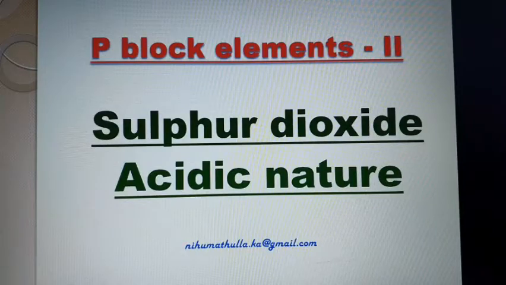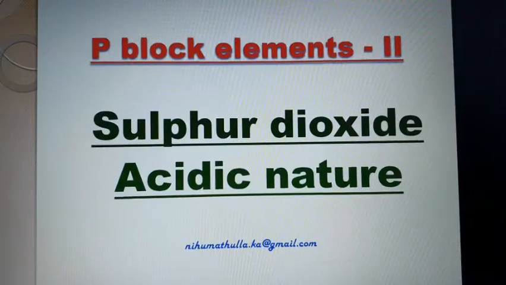So, in this video, we are going to discuss the acidic nature of sulfur dioxide. Sulfur dioxide is a non-metallic oxide. All non-metallic oxides are acidic in nature because when an acidic oxide is dissolved in water, it forms an acid. Now, we are going to see sulfur dioxide's acidic nature.